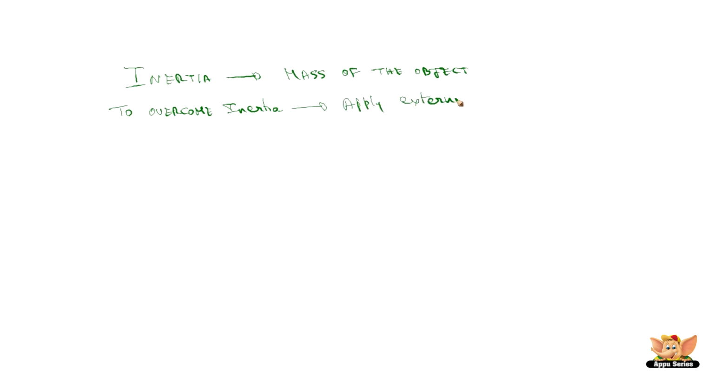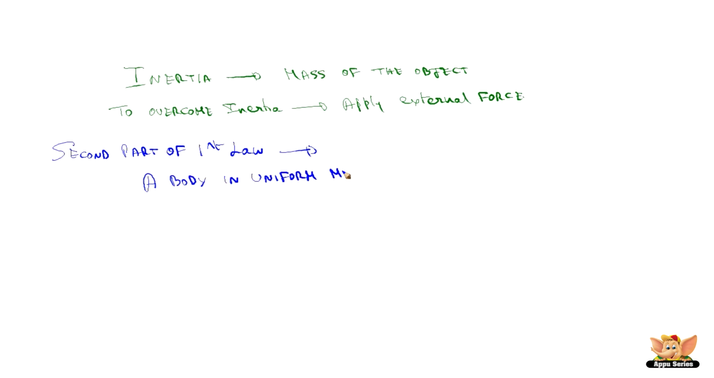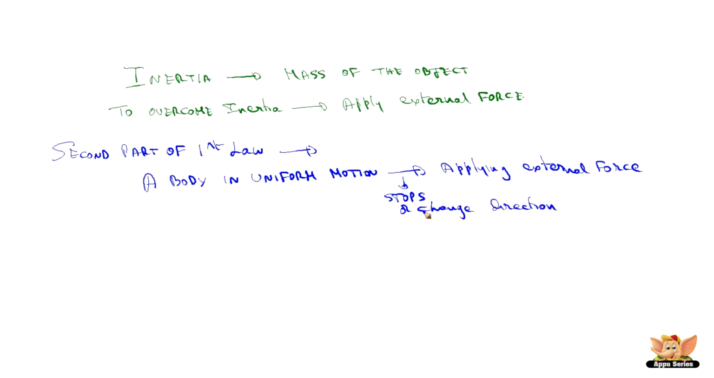Having understood inertia, let us now see what the second part of the law says. In this case, the body is in uniform motion. On applying external force on such bodies, it can either stop, change direction depending on the state it is in, or change speed.